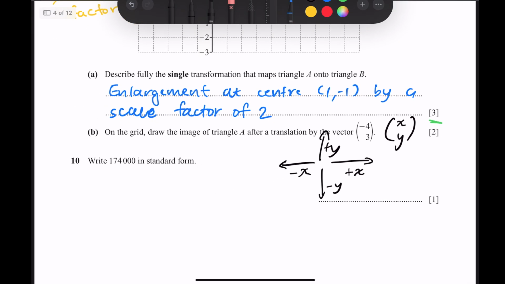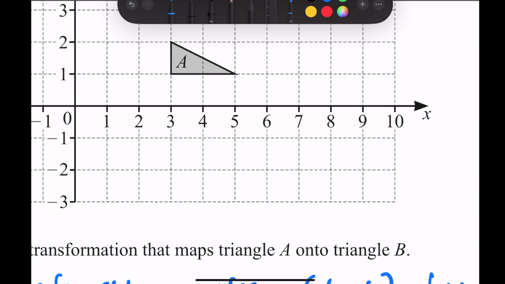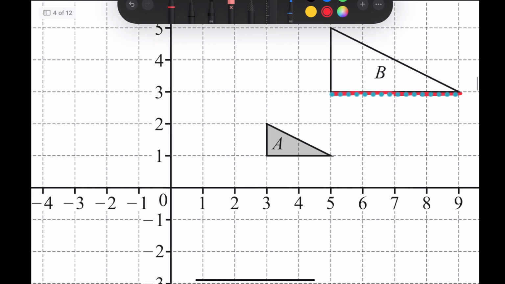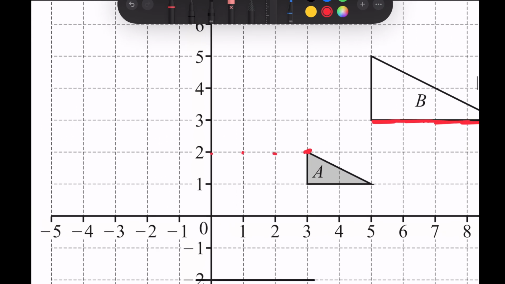In this case, since x is negative, we go to the left by 4 units, and since y is positive, we go upwards by 3 units. For each of these 3 points, we have to draw the corresponding point after it is shifted 4 units to the left and 3 units upwards. If we take, for example, this topmost point, 1, 2, 3, 4 units to the left and upwards, this is now where the new point would be.